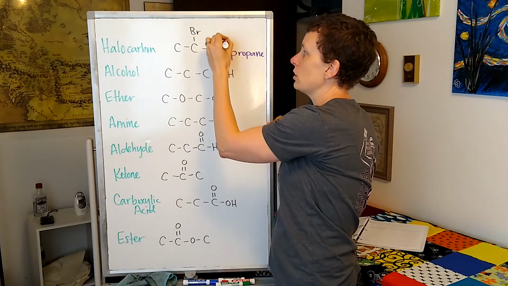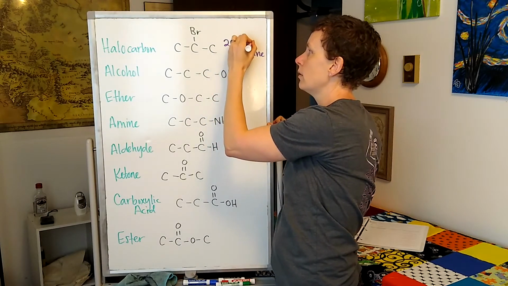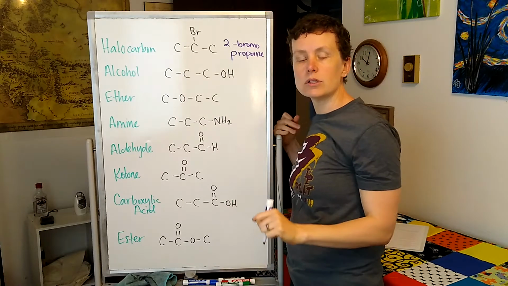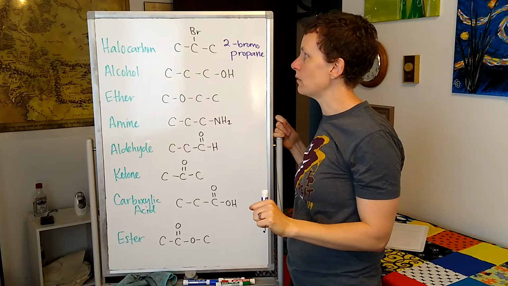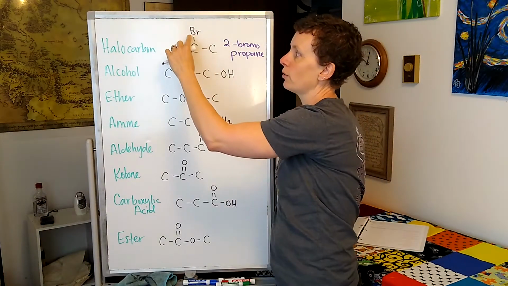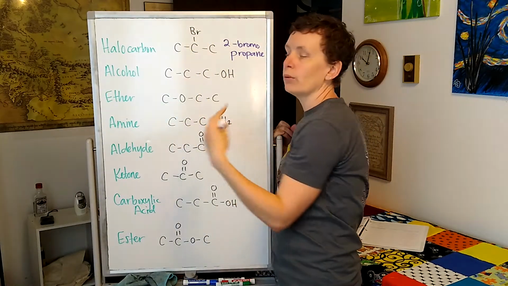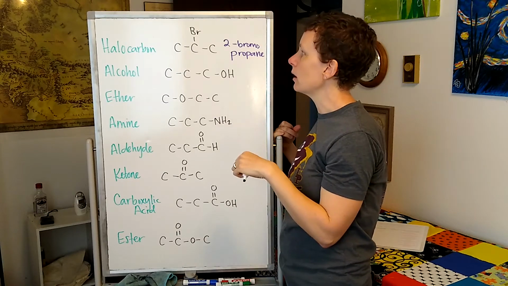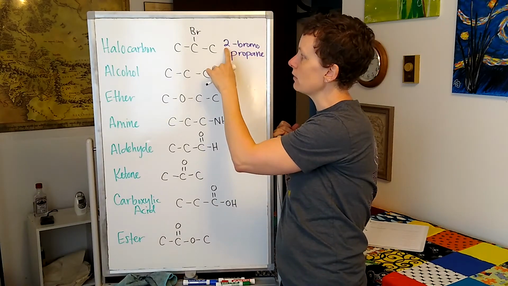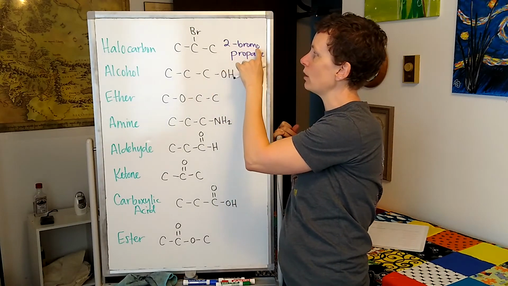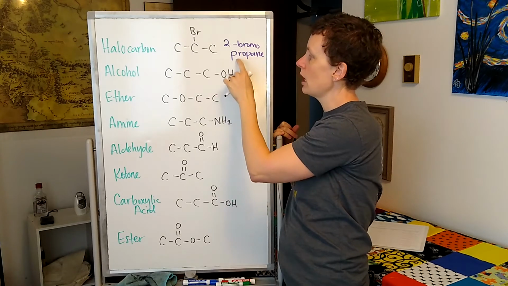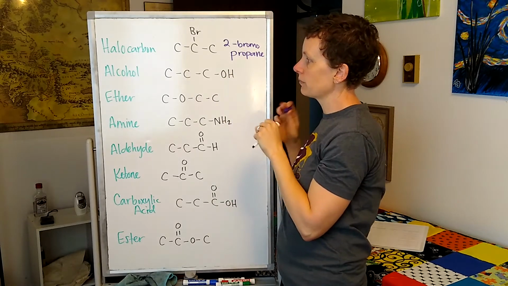So this is 2-bromopropane. 2-bromopropane. That's the name of this molecule. If this had been a fluorine, it would be 2-fluoropropane. If I had put the bromine over here, it'd be 1-bromopropane. Okay? So you have to give the location, name the halogen with an O to indicate that it's a branch, and then the parent chain.